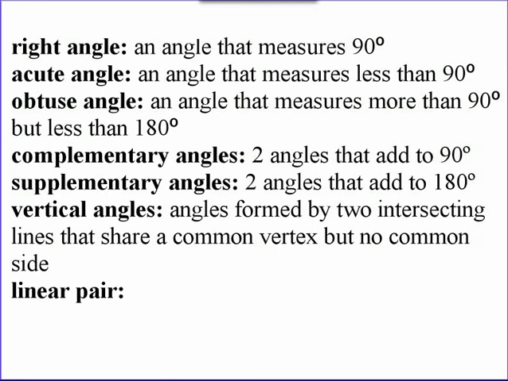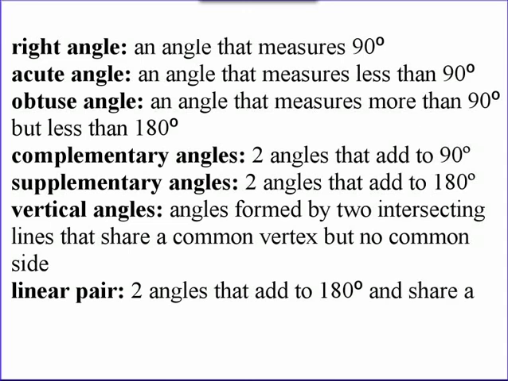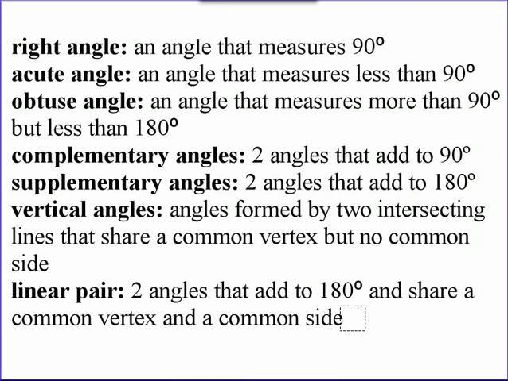So a linear pair, let's look at this. Two angles that add to 180 degrees and share a common vertex. Let's think about our definition for vertical angles and apply it to a linear pair. What does a linear pair share? They share a common vertex. Yes. And do they share something else? A common side. That's right.